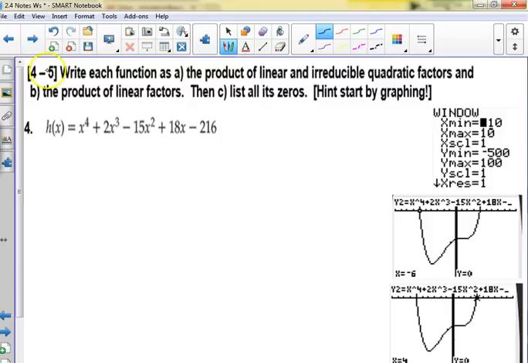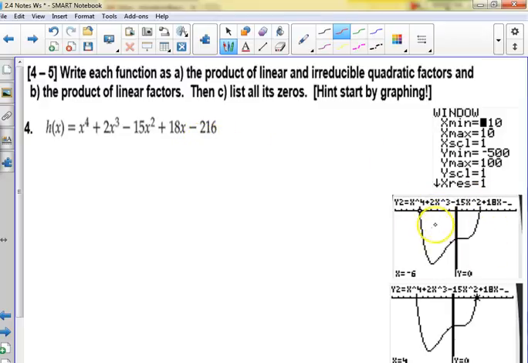It's prime. All right. So this is what they're going to want you to do. They're going to want you to write this function as the product of linear and irreducible factors, then as the product of linear factors, and list all its zeros. All right, here we go. So the first thing you're going to do always on these problems is graph, unless you want to try all the factors of 216. Not so fun.